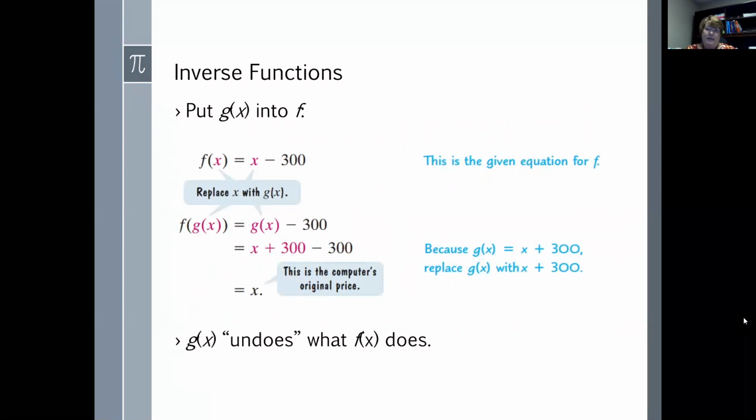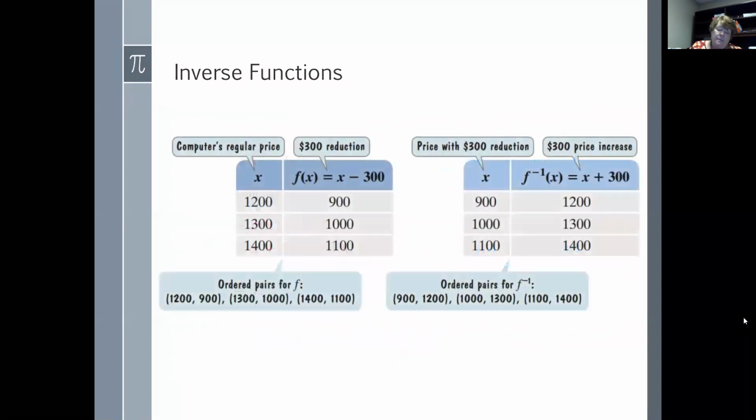So g of x undoes what f of x does. I think you could have looked at that and determined that was true, because the function f subtracts 300, the function g adds 300. So one function is undoing what the other function does. All right. So let's look at this in terms of some tables here.